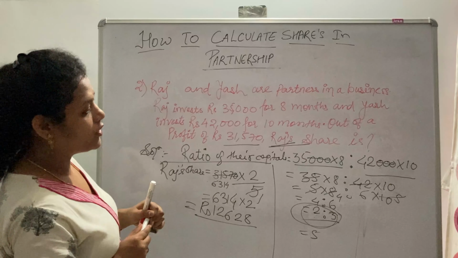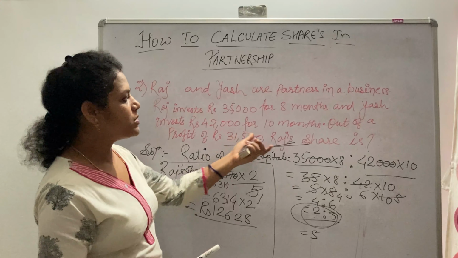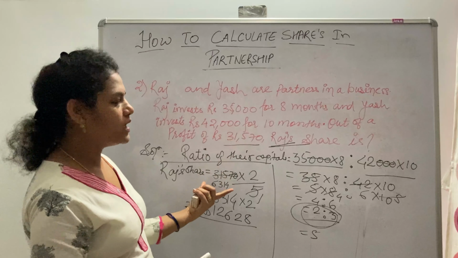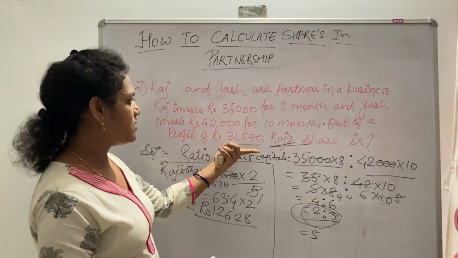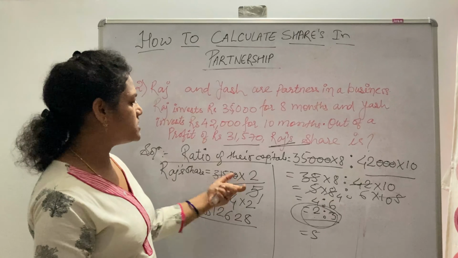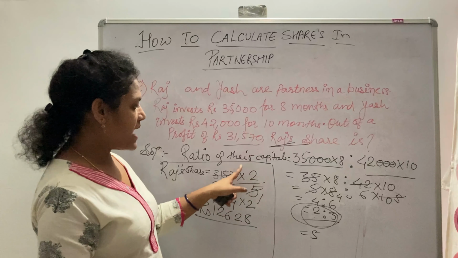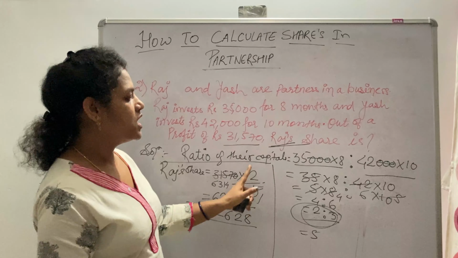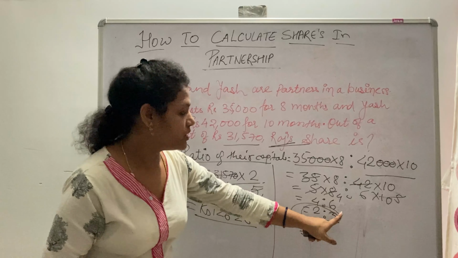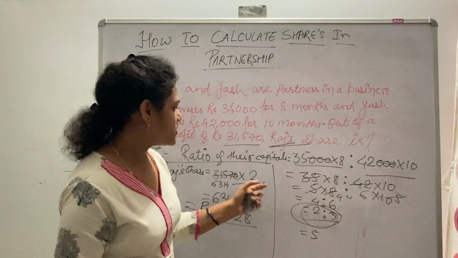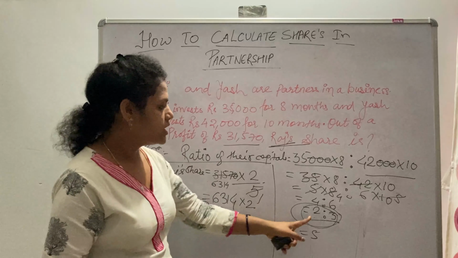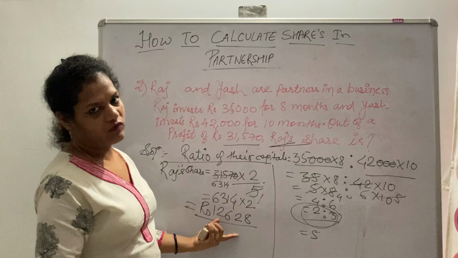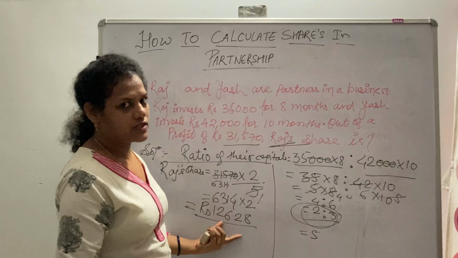Similarly, we can find the share for Yash also. Simple. Again, you have to write the profit as the same, as the profit is the same for both persons, 31570 into, and as we are finding for Yash, you can write 3, because Yash's ratio is 3 and the total ratio is 5. 2 plus 3, again you will find 5. So when you cancel, you will find Yash's share also.